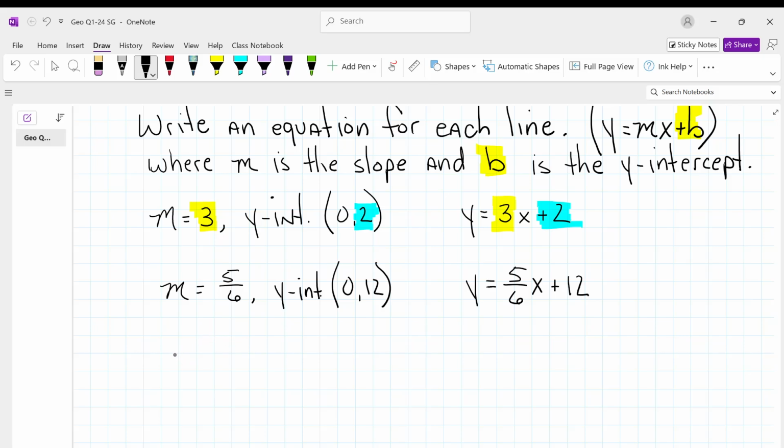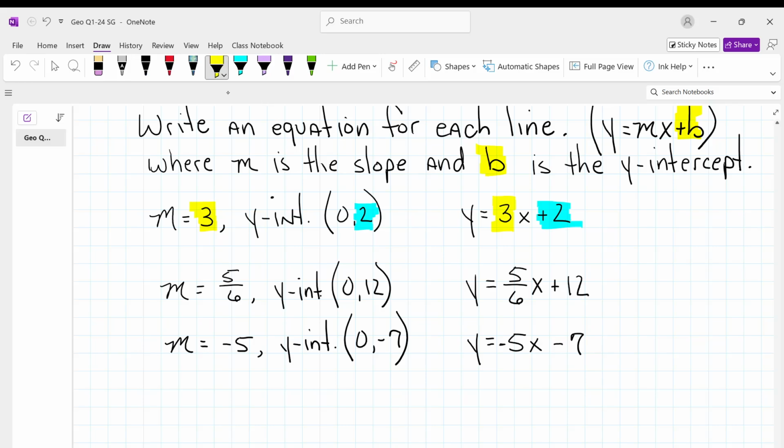And if your m is -5, and your y-intercept is at 0, -7, then your equation is y equals -5x, and it's -7.